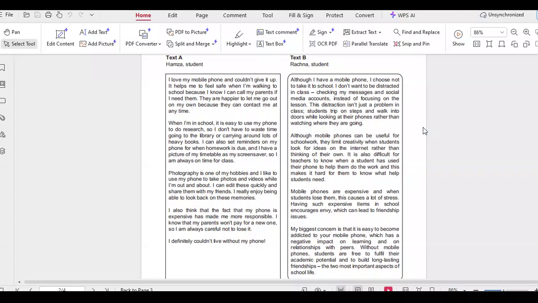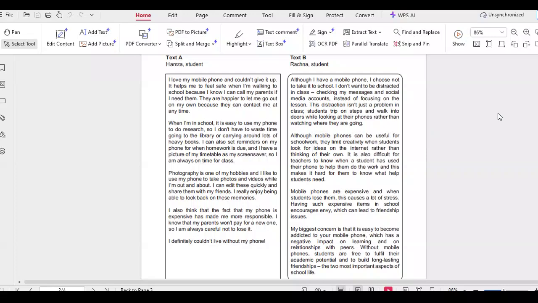So the two texts that we have read: one was written by Hamza, who thinks that mobile phones are helpful and important for students, and the other was written by Rachna, who thinks mobile phones create problems in school and should not be brought to class. They both have a different perspective. One is standing in favor, and the other is standing in total opposition.